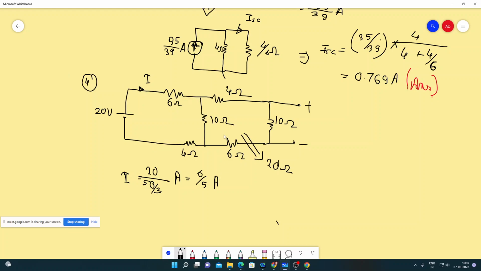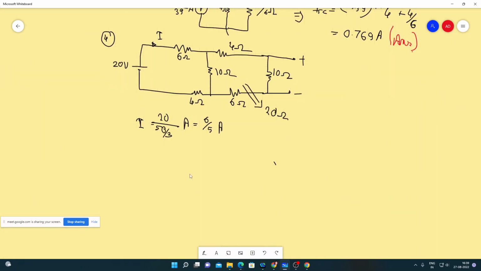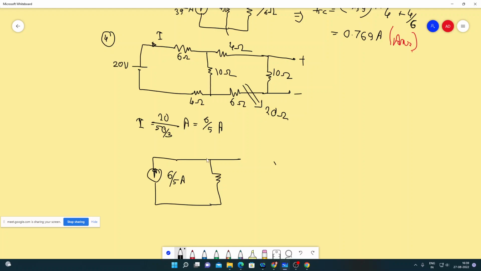Now again we will apply that same trick and consider this to be a current source of 6 by 5 ampere, and here we have two parallel paths. One is 10 ohms and the other is 20 ohms. So using the current divider rule, I can find out this current I1 to be equal to 6 by 5 into 10 by 10 plus 20, that's 30.